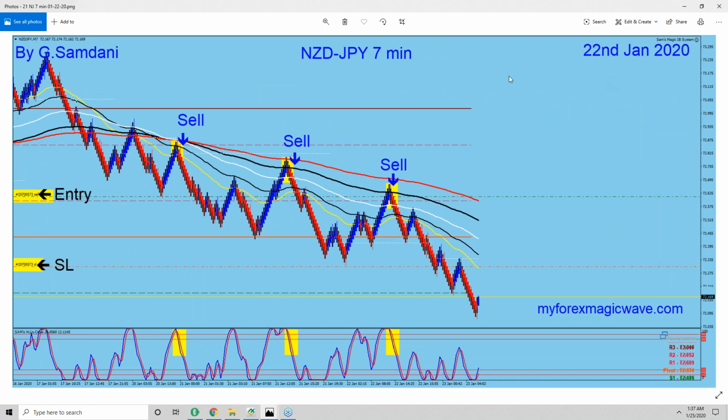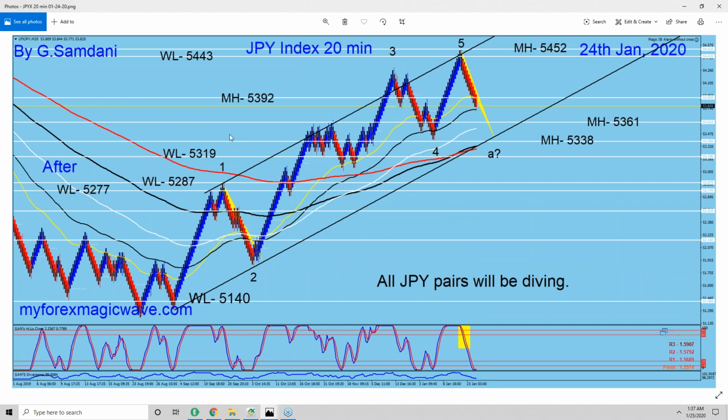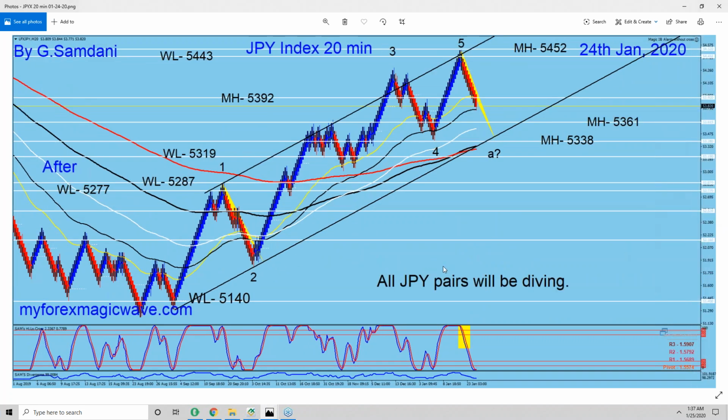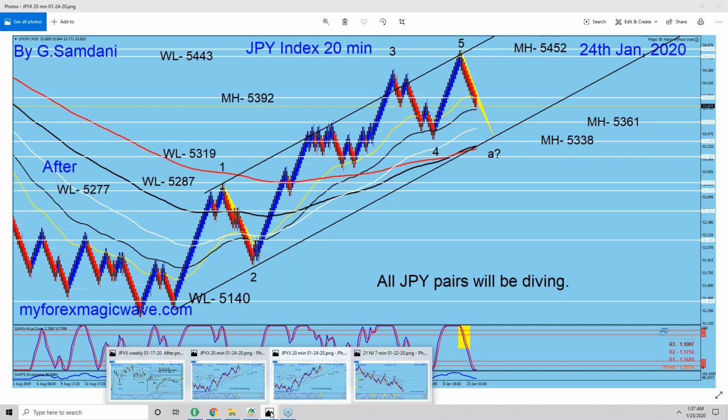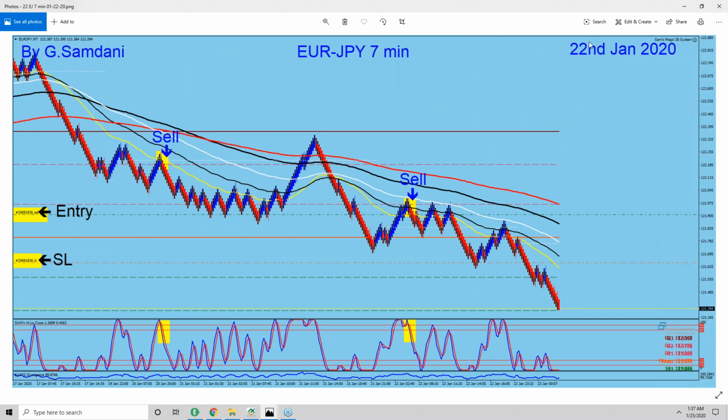On the 22nd now, again New Zealand, that was the first entry, that was the second trade, that was the third trade again. Because remember the yen pairs, I said all yen will be going down. From here to here, all yen pairs will be diving. So far, how many trades are you counting? Maybe 7, 8, 10 trades already, right? Keep watching. Euro yen on the 22nd. This was the first one, closed up there, retraced, and then again gave me another entry here.